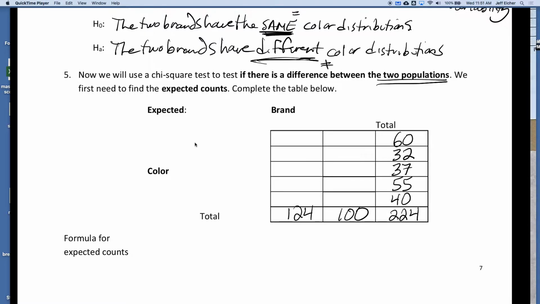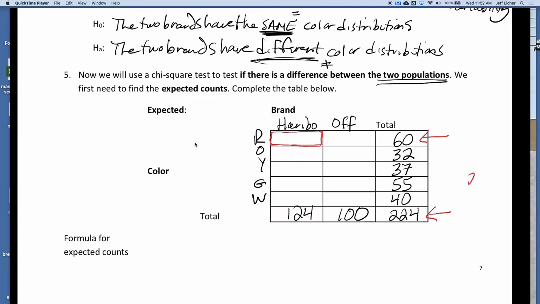Oh, let me write Haribo up top and the off-brand. And we had red, orange, yellow, green, and white. Okay, so let me talk you through what it would look like to calculate the expected count for this cell, red Haribo. So the thinking is, if there were no difference between the two types of brands, then we would expect 60 out of 224, which is what percent?